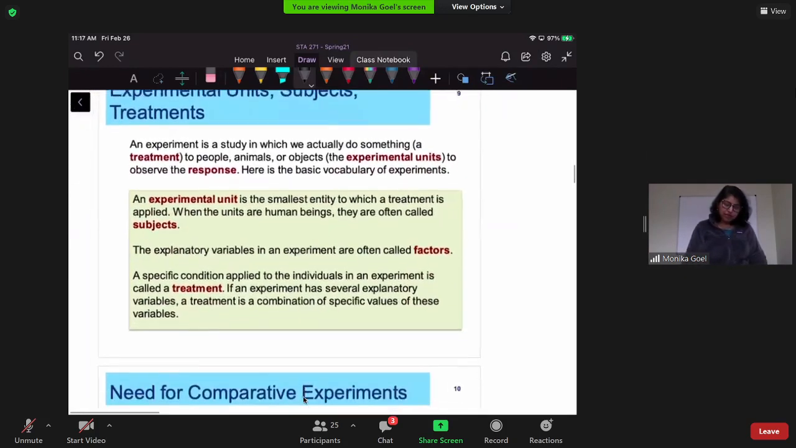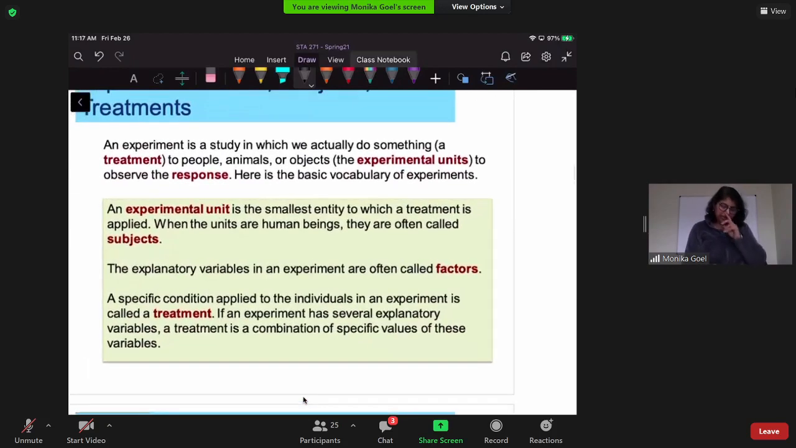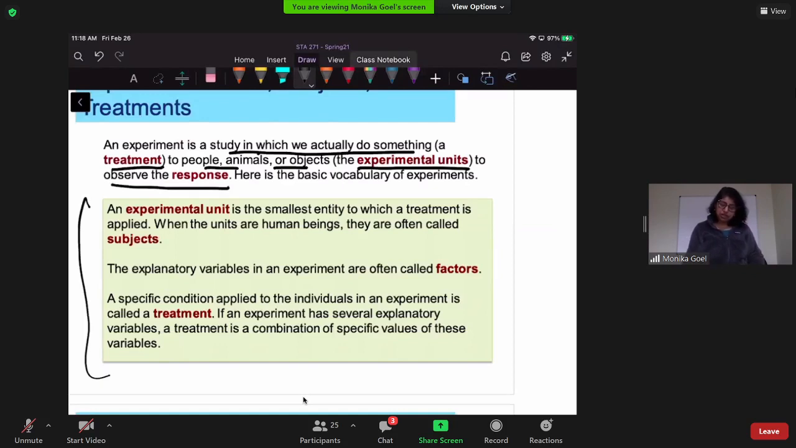So these are the definitions. Any questions for me? If not, an experiment is a study in which we actually do something, applying treatment to people or animals or objects, the experimental units, to observe the response. And these are the definitions that we just discussed.